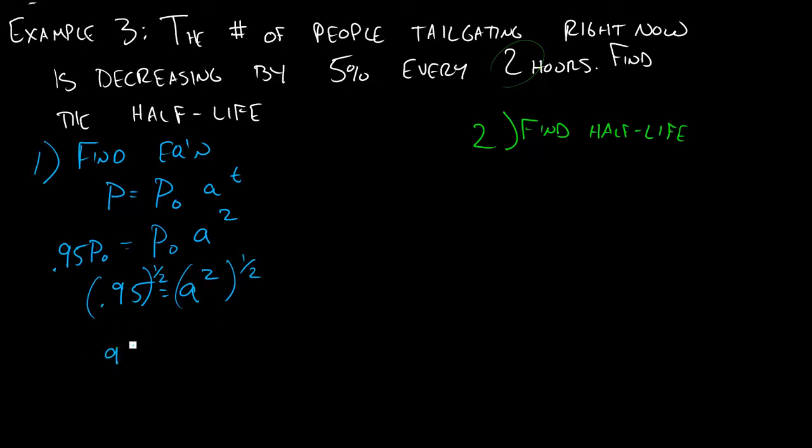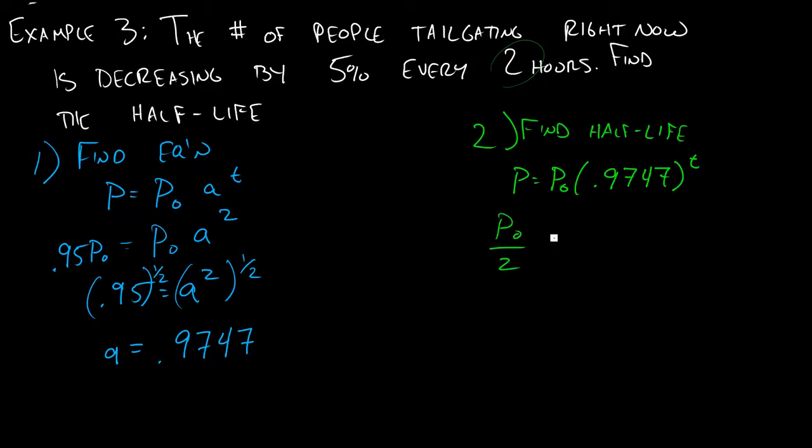And so with our problem, we'll get that a is equal to 0.9747. Okay, so now we have our equation. Now we know that P is equal to whatever the initial number of people tailgating was, times 0.9747 to the t. So to find the half-life here, I just need to say, well, I want to know when my output is half of what I started with.